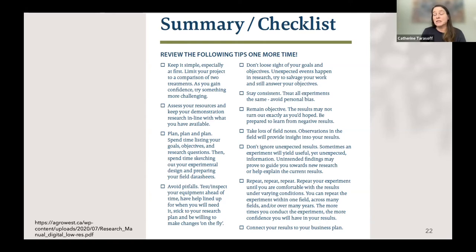Connect your results to your business plan. So when we think about Mike's original goals to increase the number of animals, if you find that, yeah, sure, the fertilizer increased yields, but it didn't increase yields enough to offset the cost of the fertilizer, then it actually is not meeting your original goal, if your original goal is to make money. Yes, you got more yields, but it costs you more in fertilizer than those yields are worth.